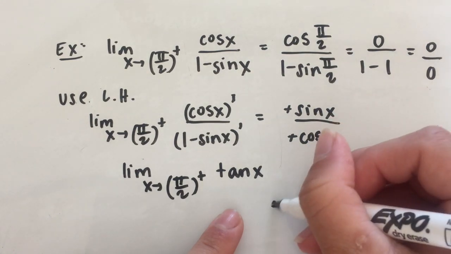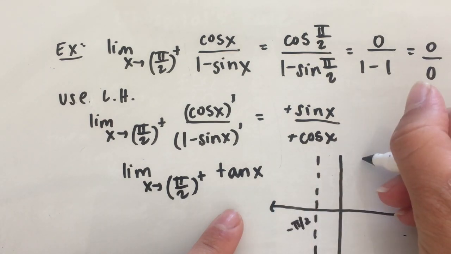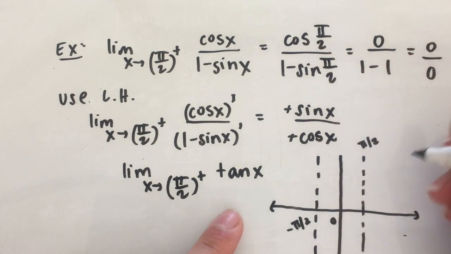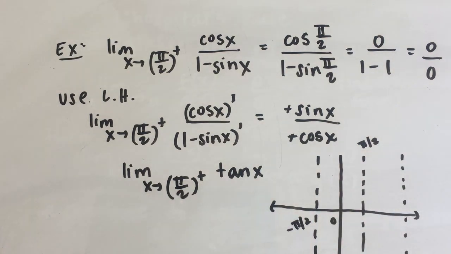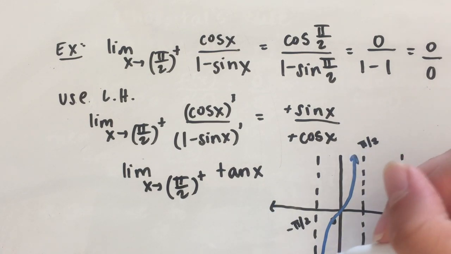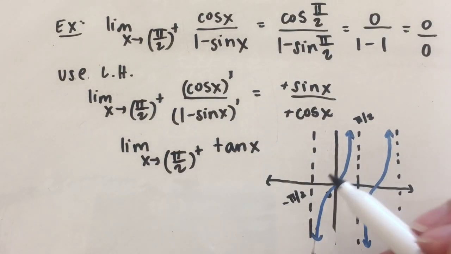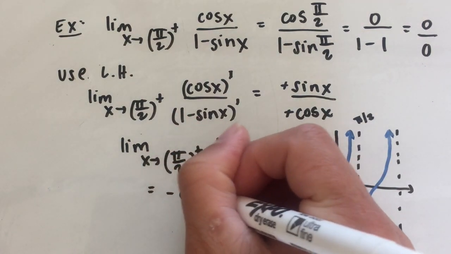And here I'm going to solve this by looking at the graph. So the graph of tangent x is a periodic odd function with its vertical asymptotes at x equals negative pi over 2 and also at x equals pi over 2. And since we're looking at pi over 2 from the right-hand side of tan x, we notice that this function goes towards negative infinity. So our answer will be negative infinity.